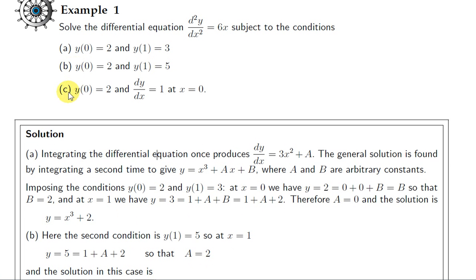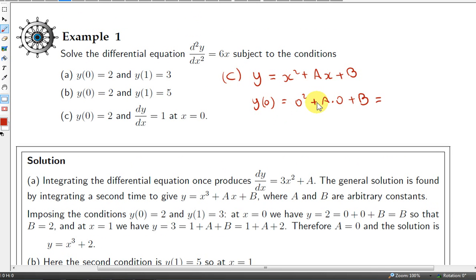I will skip example B and go to example C. So we have the general solution of the differential equation. It's y equals x cubed plus ax plus b. Now we have different boundary conditions here for part C. We want y at x equals 0 to be 2, so we want to plug 0 in for x and set the result equal to 2. So what do we get here for y at 0? Well, we just get b, and we're given that y at 0 is equal to 2. So now we know that b must equal 2 for these boundary conditions.